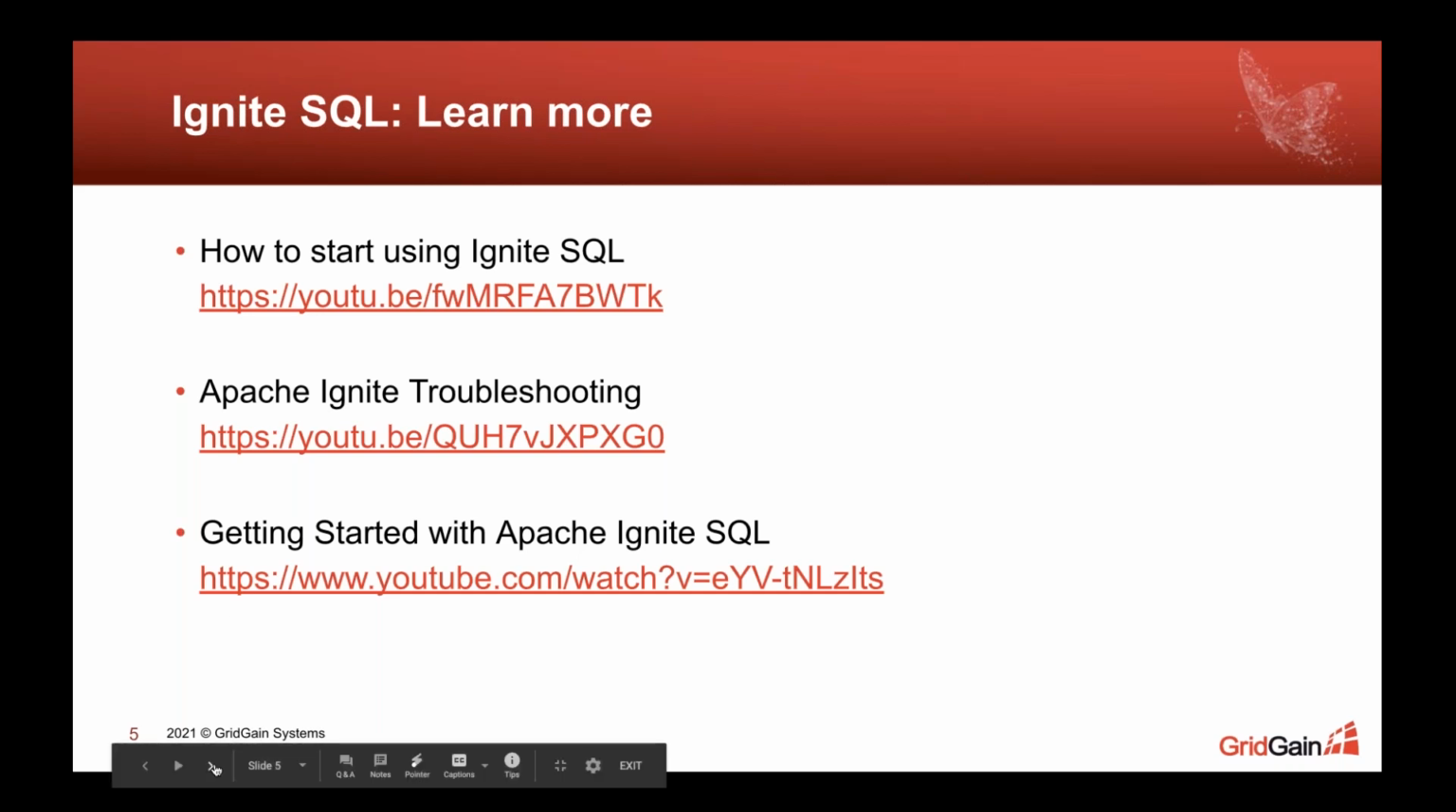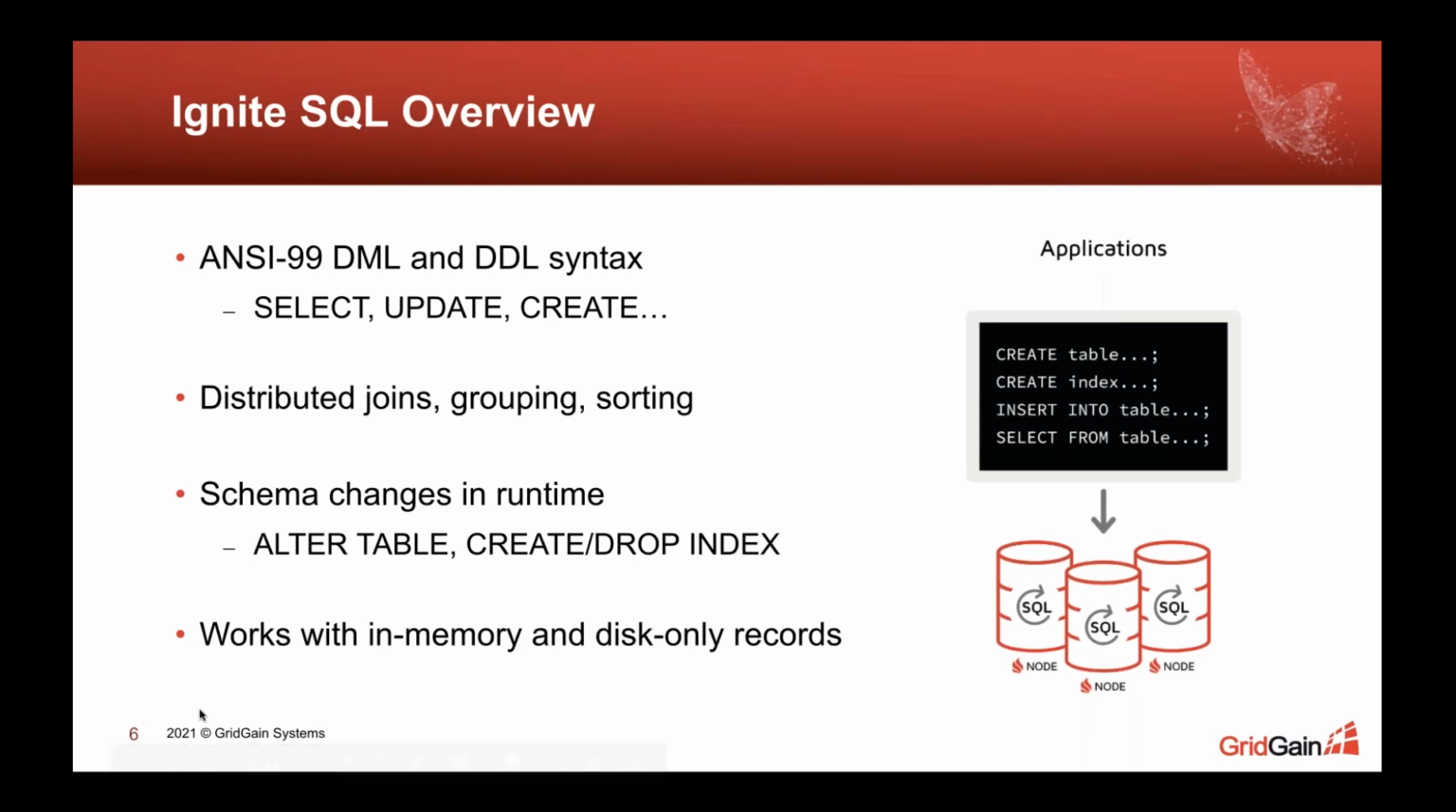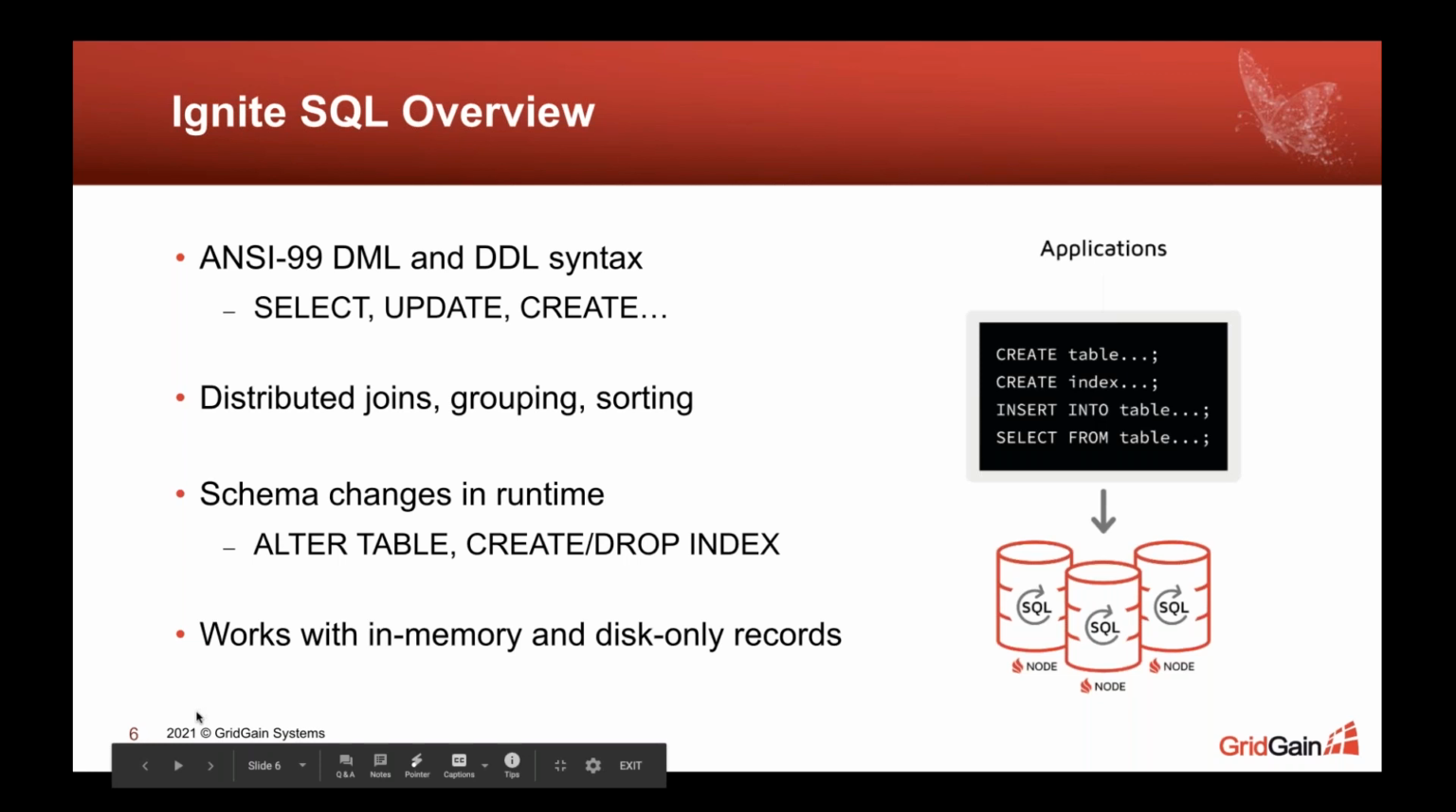So, Ignite SQL supports the syntax of SQL 99. It means that you can use regular SQL queries, but it doesn't mean that all SQL 99 features are currently supported. Distributed joins, aggregations, and sorting are supported. We can change the data schema on the fly. It's possible to alter tables, to create or drop indexes. Ignite SQL transparently works with both in-memory and disk data.